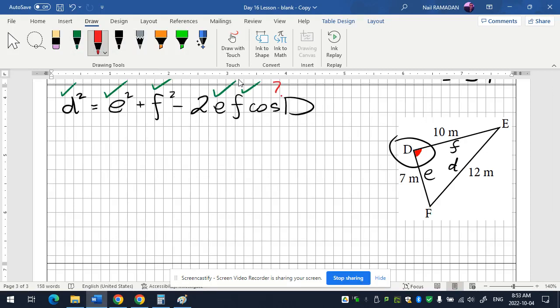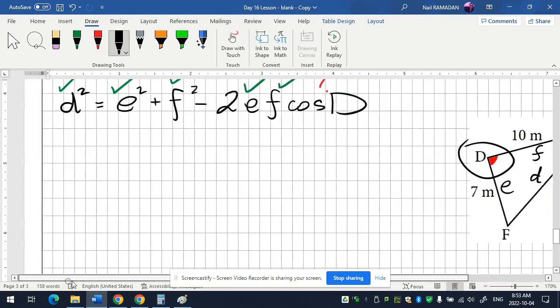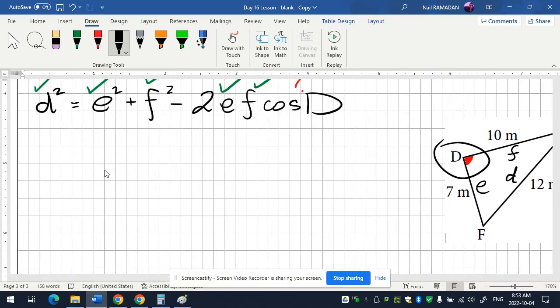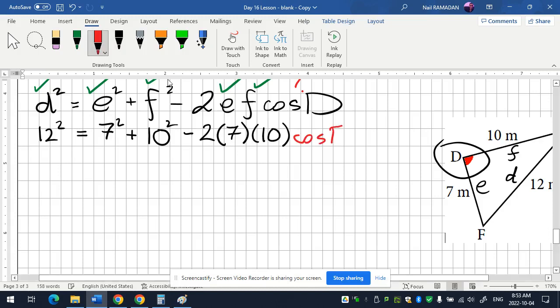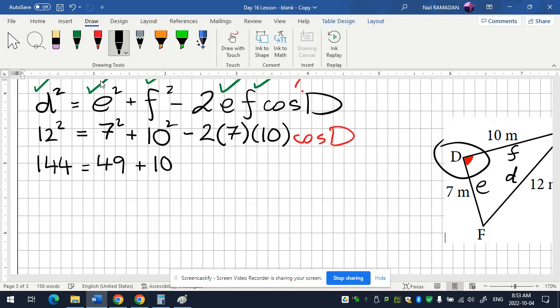All right, let's put some numbers in. The numbers are not too big. We can actually do them in our heads, if you want. What is d squared? 12 squared. Thank you. I'll try to squeeze in my handwriting this time. What's e squared? 7 squared. What's this one squared? 10 squared. Minus 2 times 7 times 10, with a cosine of capital D. I know all of these numbers. 12 squared is 144. 7 squared is 49. 10 squared is the amazing 100.